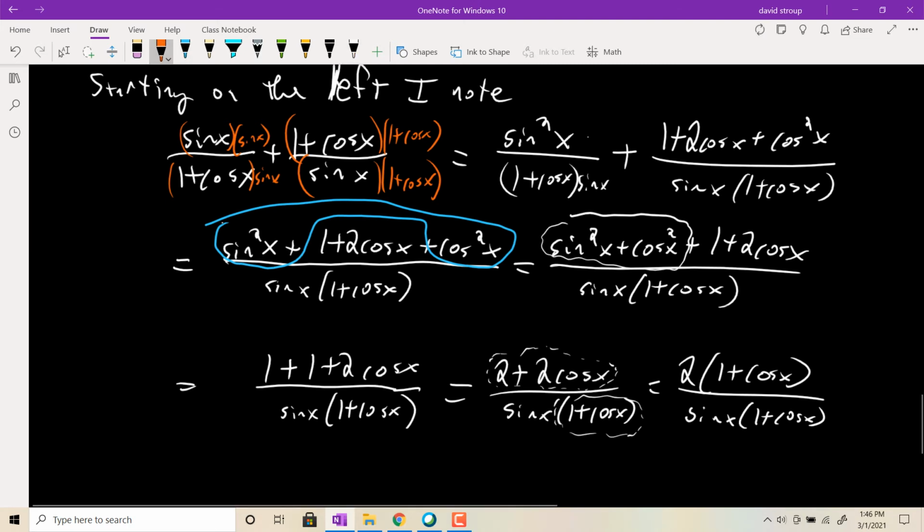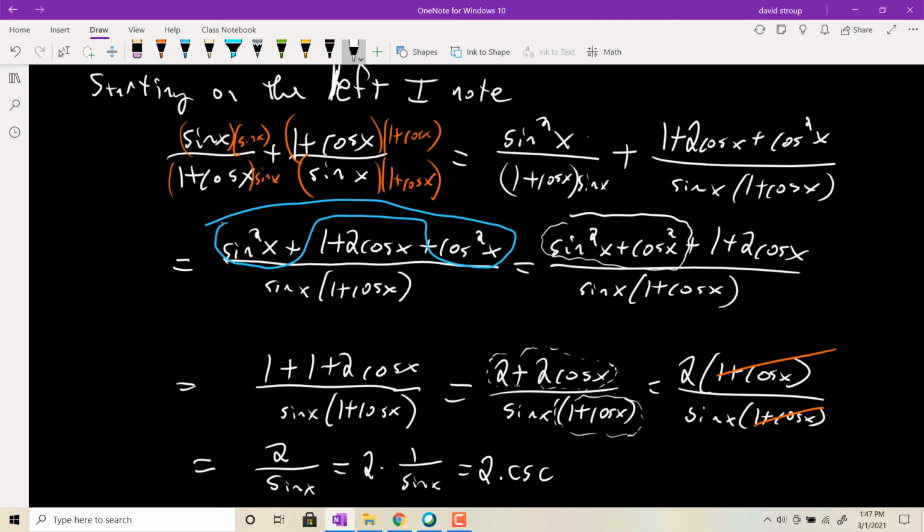So you can remove the 1 plus cosine x's, and then you're just left with 2 over sine x, and we want to end up at 2 cosecant x, and that's our goal. And of course that's where we're ending up. So this is the same as 2 times 1 over sine x, which is 2 times cosecant x, okay, which is what we wanted to show.